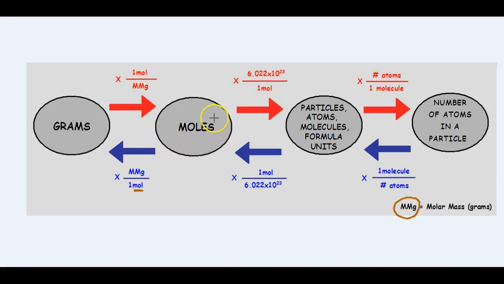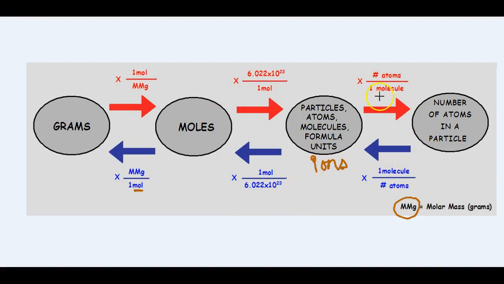If we wanted to move from moles to really any type of particle, so that could be particles, atoms, molecules, formula units, that could also be ions or electrons, really anything we're moving to, we can go from moles to that type of particle. And to do that, we're going to put Avogadro's number on the top and 1 mole on the bottom. And we can do that because 1 mole is equal to Avogadro's number. The same thing in reverse. If we want to change particles into moles, we'll put 1 mole on the top and Avogadro's number on the bottom so that would cancel.